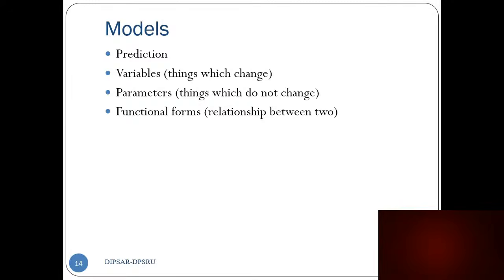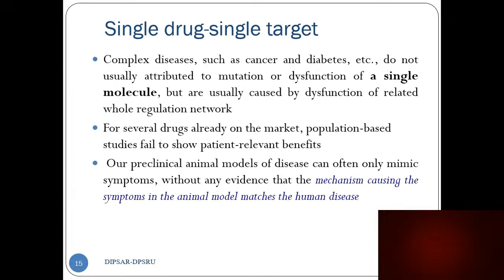When we are talking about models, there are three things which are very common for all types of models. One is variables. Variables are the things which change over time, right? Parameters are things which do not change, like temperature. In other kinds of models, like molecular dynamics, your temperature, your pH, and so on do not change. And the functional form tells you about the relationship between the two things. So these are the models.